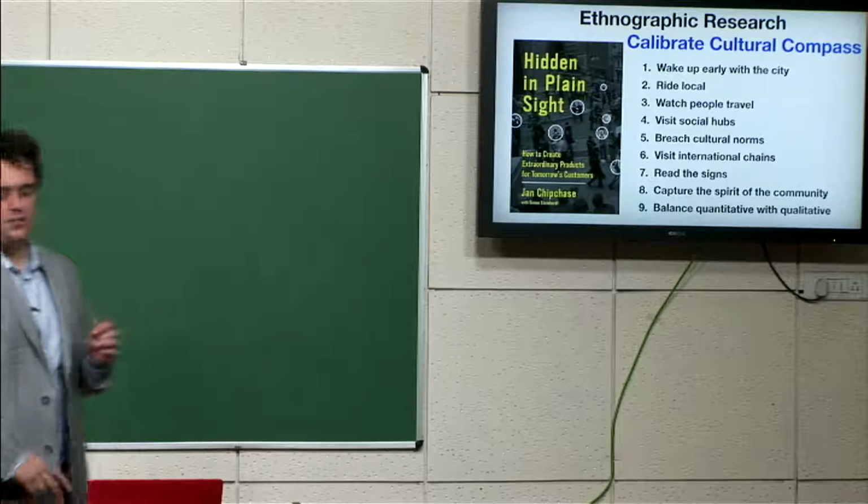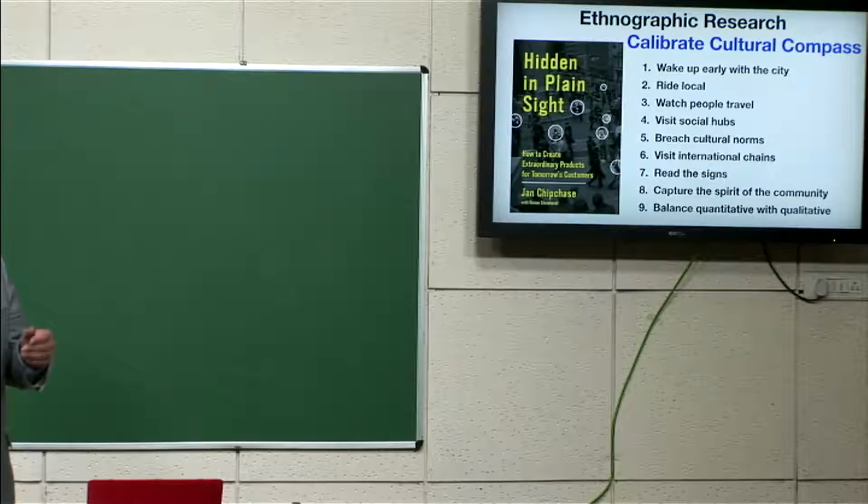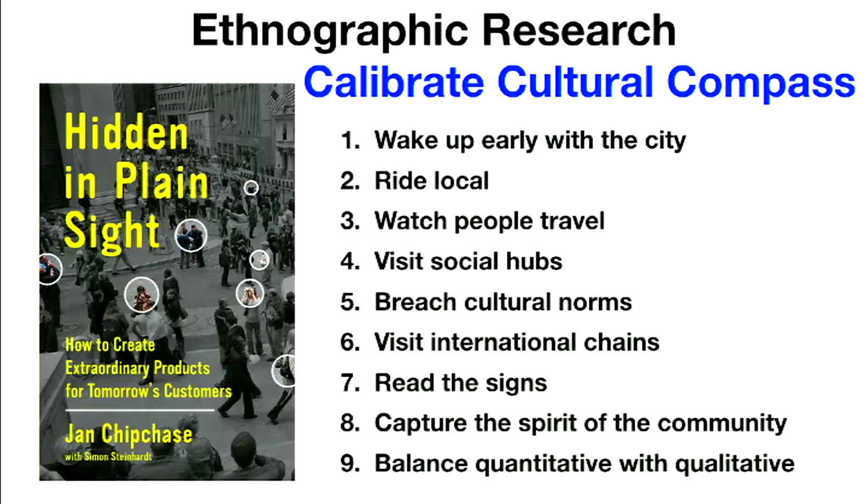So a big part of this book is giving good advice on how to go do ethnographic work. And me and my team do this a lot of times, and I've summarized it here. But he talks about calibrating your cultural compass. And this is all about going out and observing people operating in their daily lives and observing how they make decisions. So one thing he says is wake up early, before people start their days, so you can be out on the street and see people as they come out and start their daily routines.